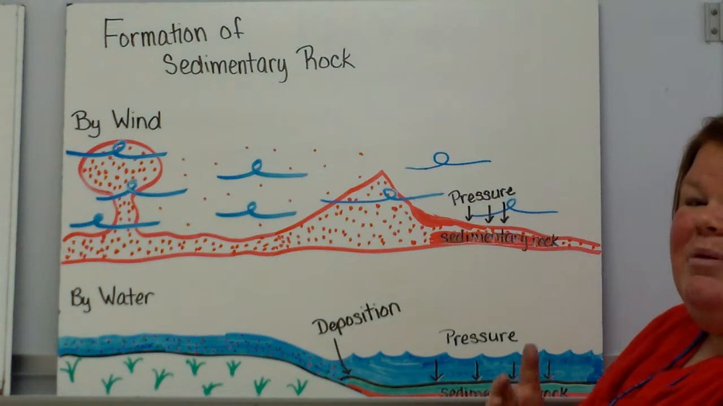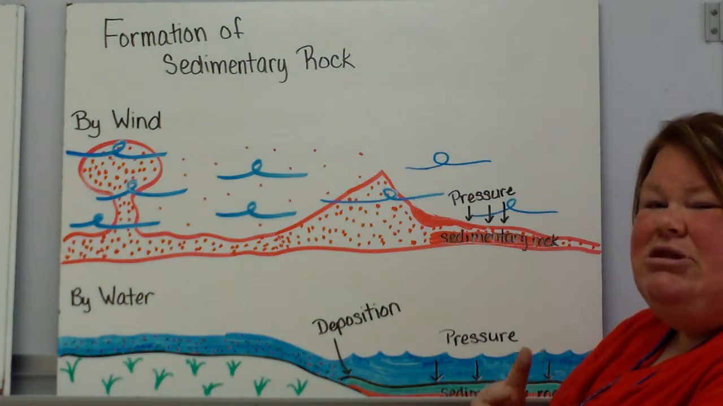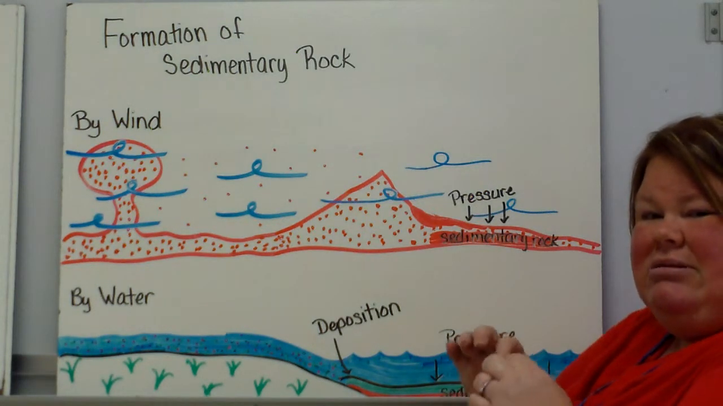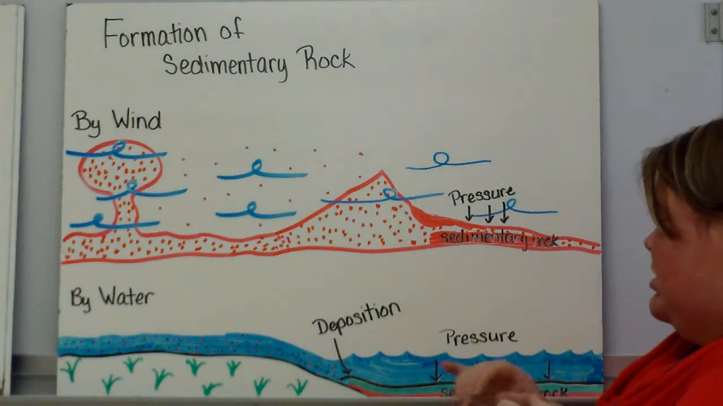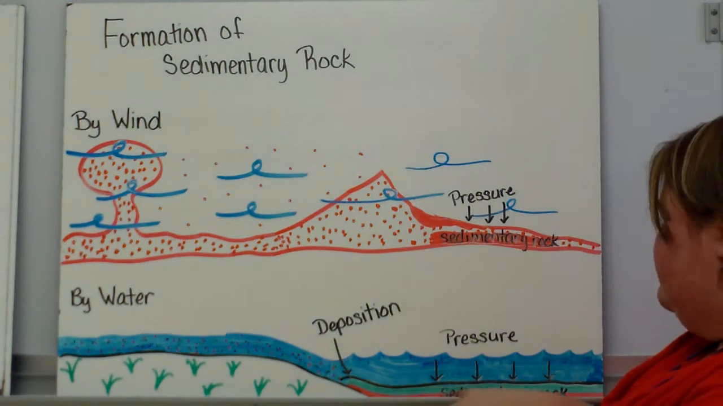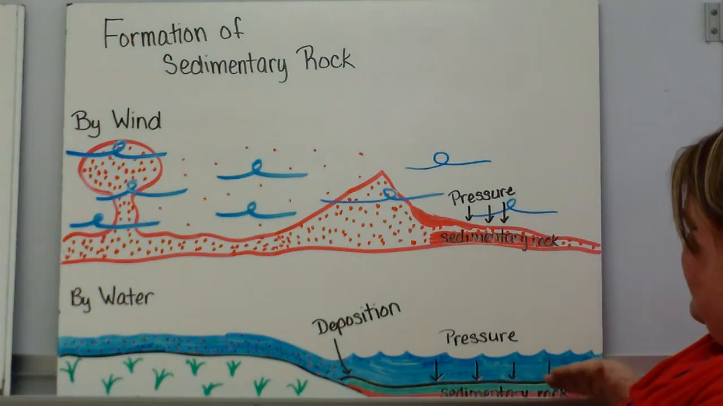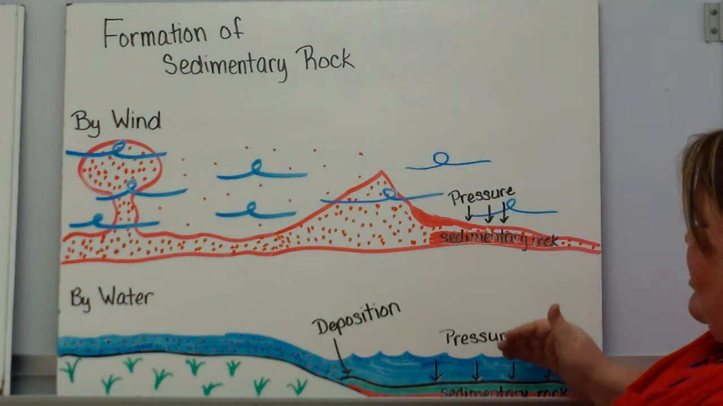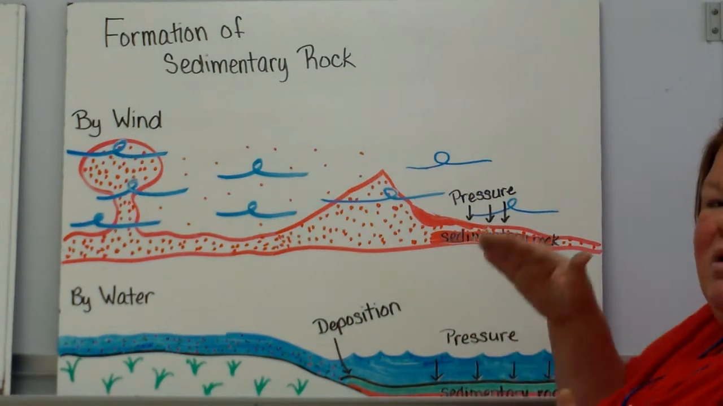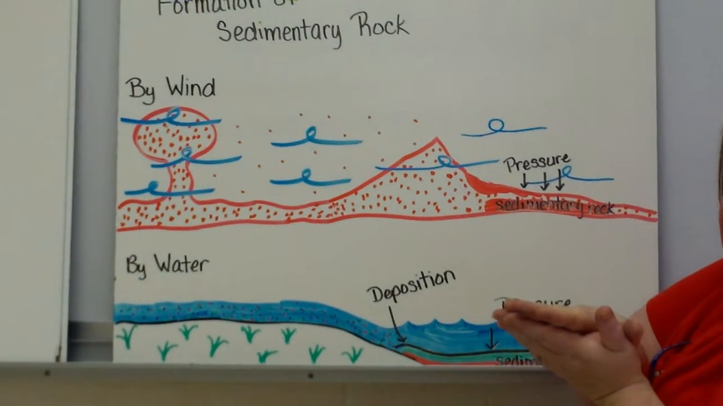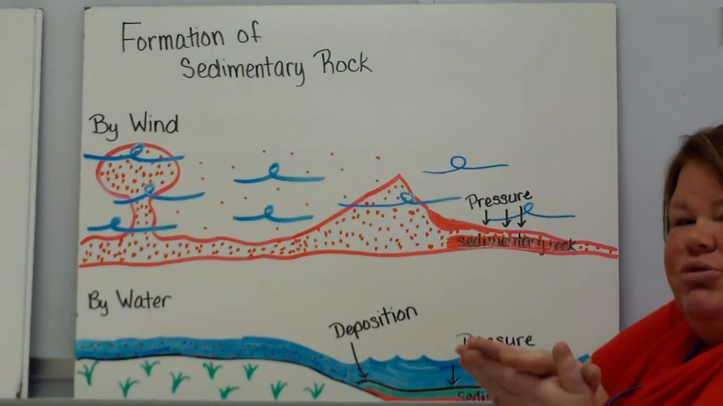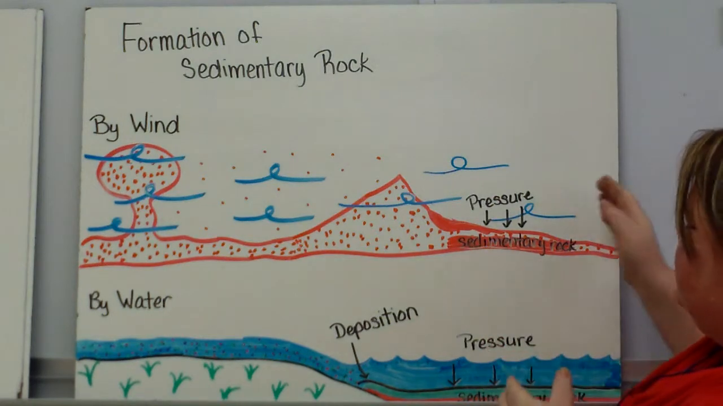Now this doesn't happen overnight. This happens over hundreds and thousands of years, because you're talking about tiny, tiny sand particles, and they have to take time to build up. And then once you have the sediments there, the pressure from the water and the layers on top of it will actually squeeze it together and once again cement it and turn it into rock or stone.